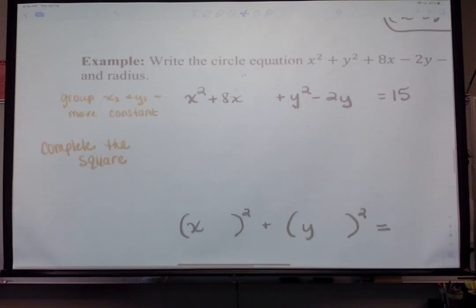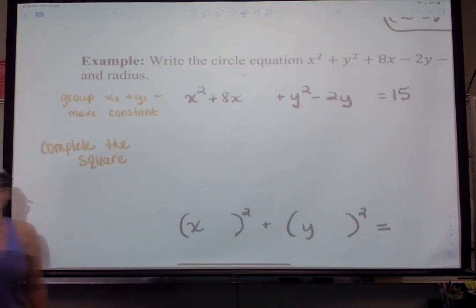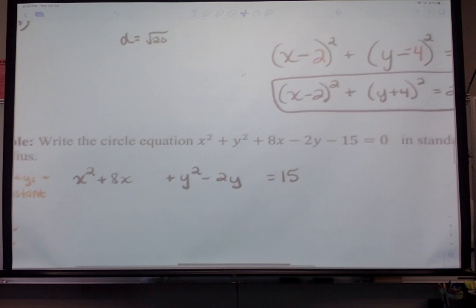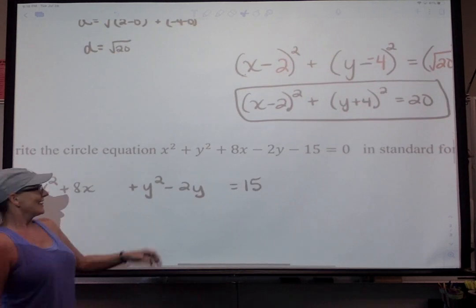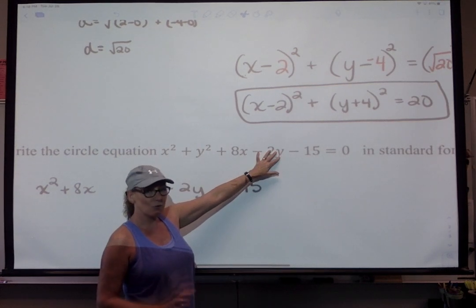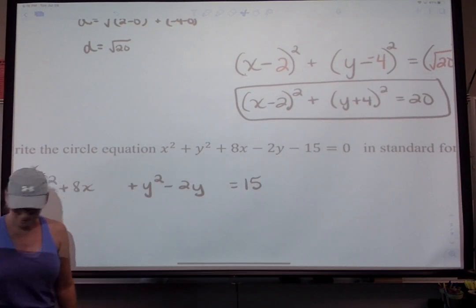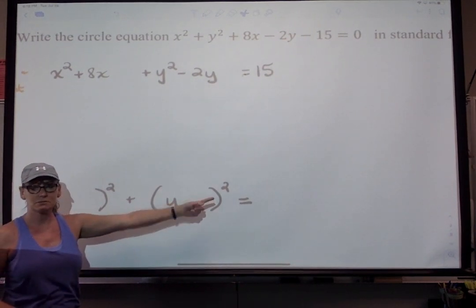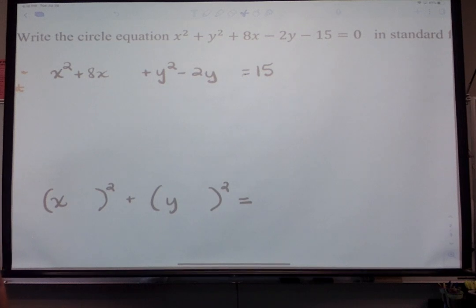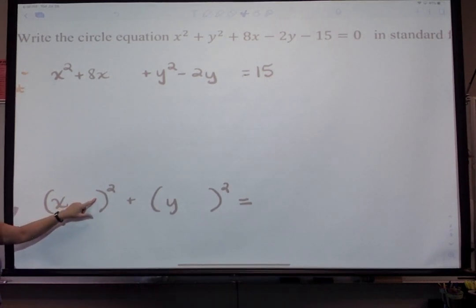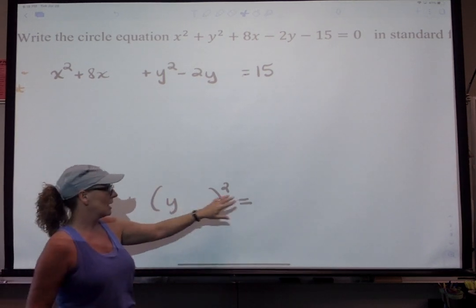Okay. Now, the last one, I did not work out the last one. We really, really need to do this one together. So it says write the circle equation in standard form. So this circle equation needs to be transformed to look like this. I need x plus or minus something here. I need y plus or minus something here. I need a number over here.